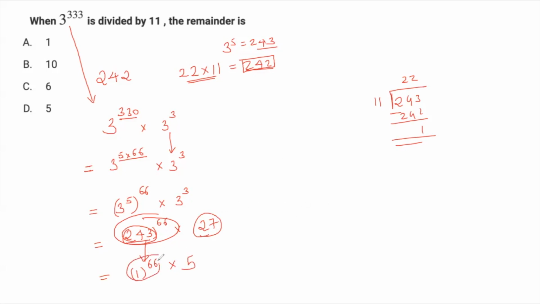Finally, 1 power 66 is nothing but 1 only, into 5 will give you the final remainder as 5. And that is the answer to your question. That is the D option. So that is the standard way of solving this particular question using the concept of remainder theorem.